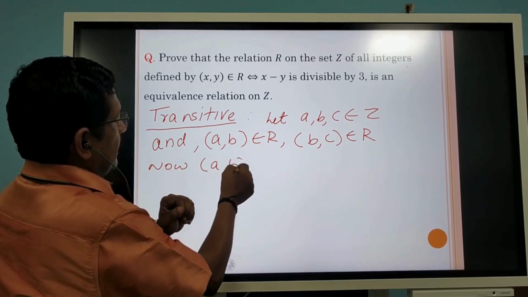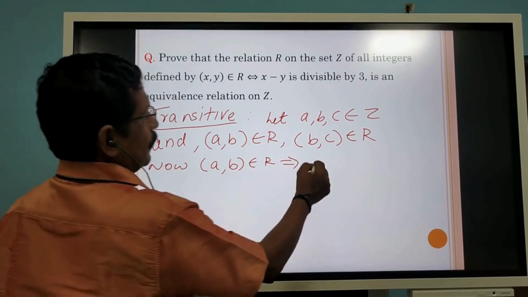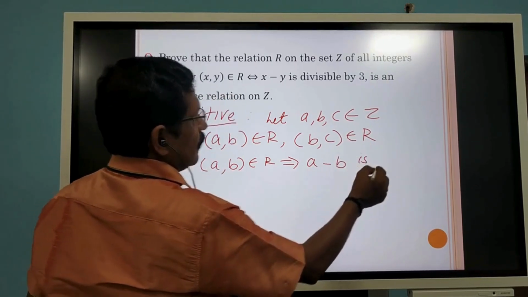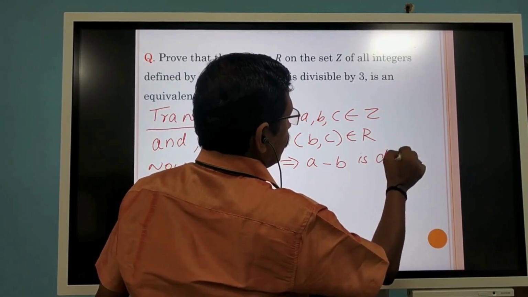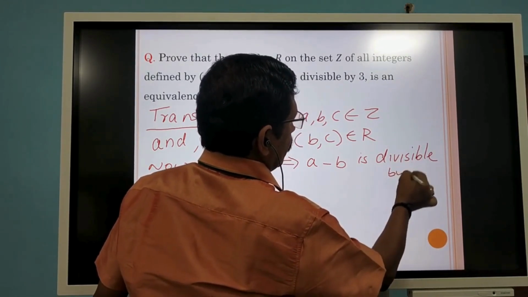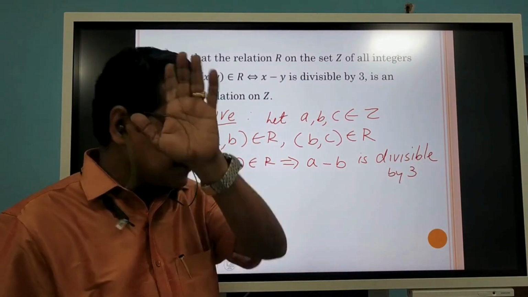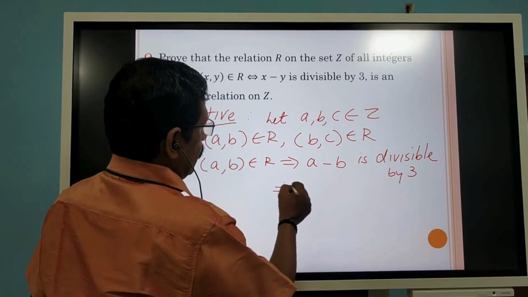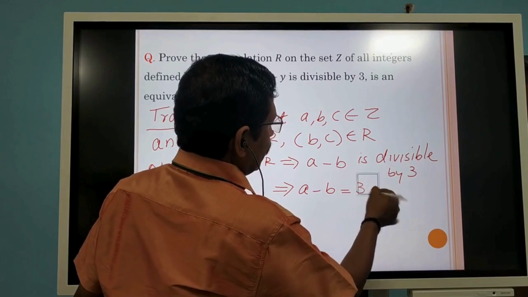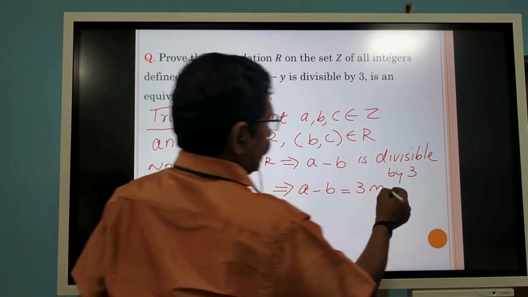Now a related to b implies a minus b is divisible by 3. A minus b is divisible by 3 means a minus b is a multiple of 3. So implies a minus b is equal to some 3m, where m is an integer. I am taking this as equation number 1.